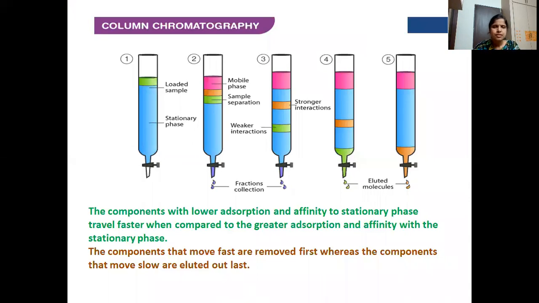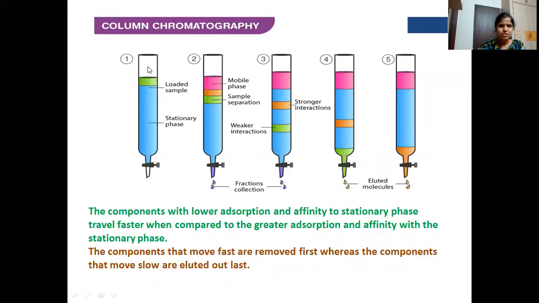Now, these are the different steps in column chromatography. After filling the column, whether by the dry or wet packing method, we have to load the sample. The sample is again loaded in the form of a solution. The sample we load should be concentrated, and we have to apply it in the form of a narrow band. We should not apply it as a broader one.